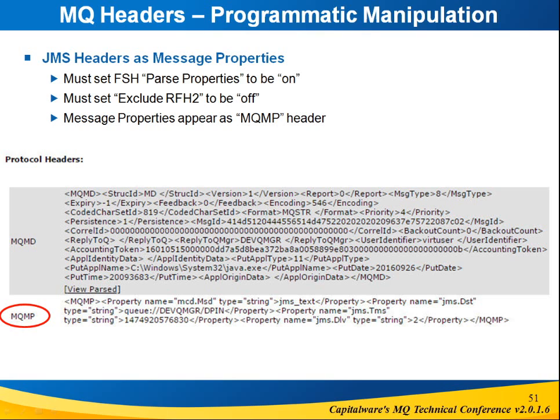needs. This allows you to work with the message properties so long as you have turned on the option on the front side handler saying parse properties, and so long as you've not set exclude RFH2. In other words, that must be turned off.